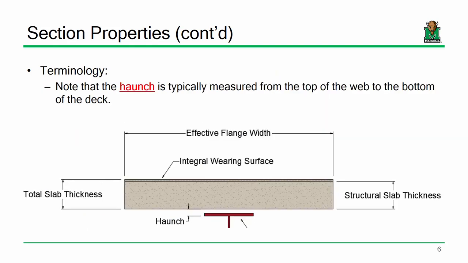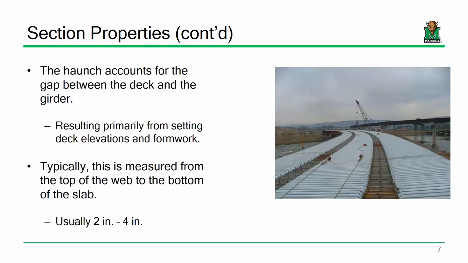Now, in terms of specifics, so that we're all speaking the same language, I define the haunch as the distance from the top of the web to the bottom of the slab. Okay? So, for instance, if this flange is, I don't know, 3/4 of an inch thick, and this haunch is 2 inches, that would make this little gap, what, 1.25 inches? Everybody with me on that? So I just want to make sure we're all speaking the same language. Okay? Now, does everybody understand what's going on with the forms and why it tends to be raised up a little bit?